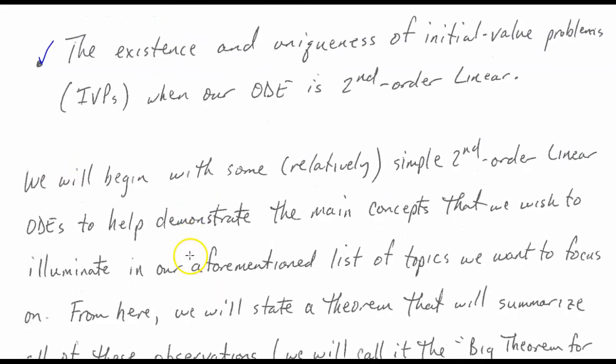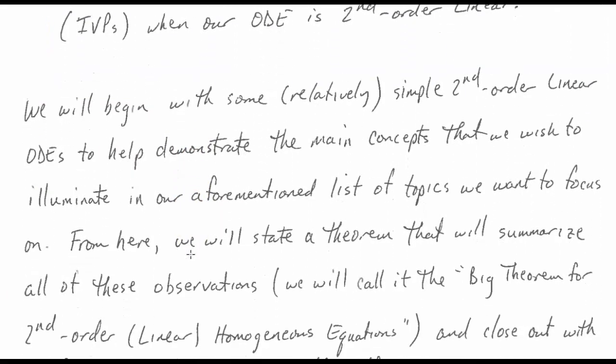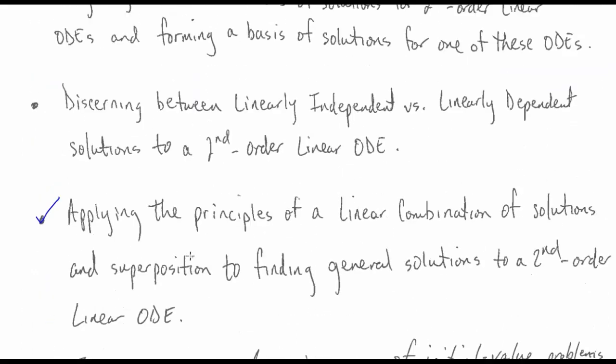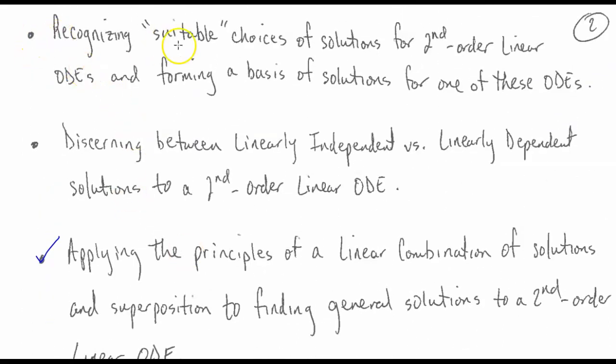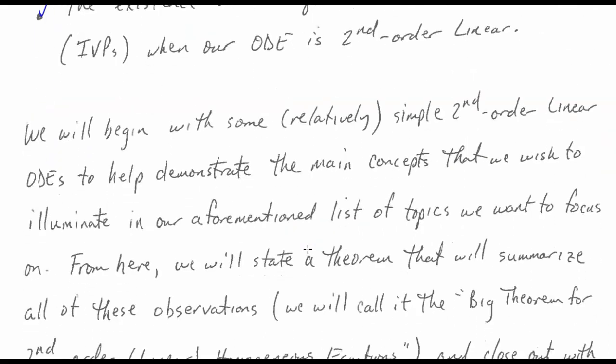All right, so we'll run through each of these topics again. Of course, the first one we'll talk about here is what does it look like to be a suitable choice for a differential equation of second order. And we're also going to talk about this concept of linear independence versus linear dependence. So we'll spend some time on that.